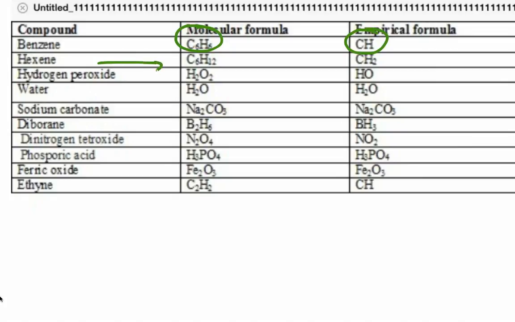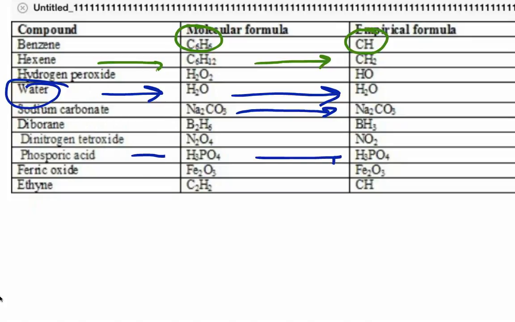Hexene, C6H12, empirical formula, notice we can reduce that to CH2. Now, notice like with water, sometimes the molecular formula is the empirical formula. So it's not like we can reduce everything. One place where that's true is water, also something like sodium carbonate. Things like phosphoric acid, notice its molecular formula is its empirical formula. So for some things, the molecular formula is going to be much, much bigger than its smallest whole number ratio, but other things it's not. So we just have to be careful of that when we go into empirical formula problems.